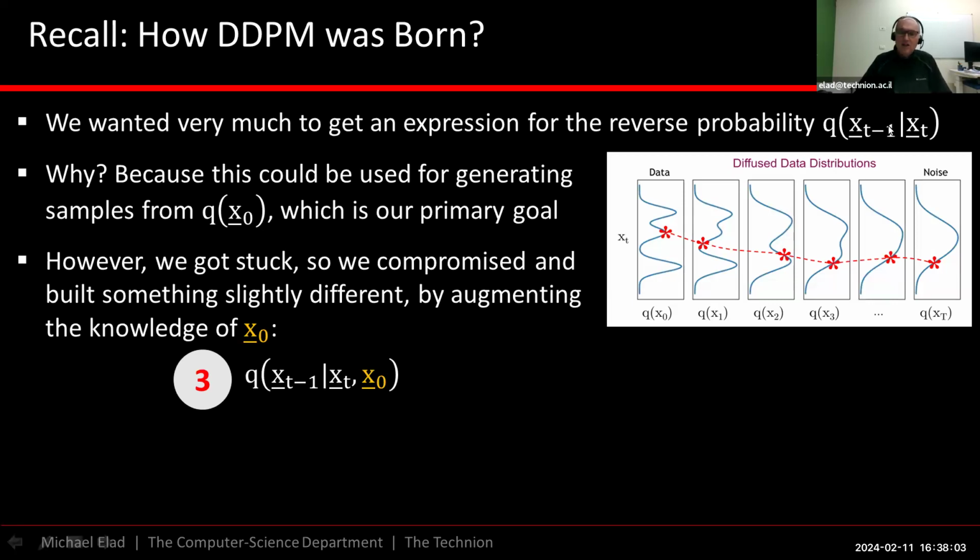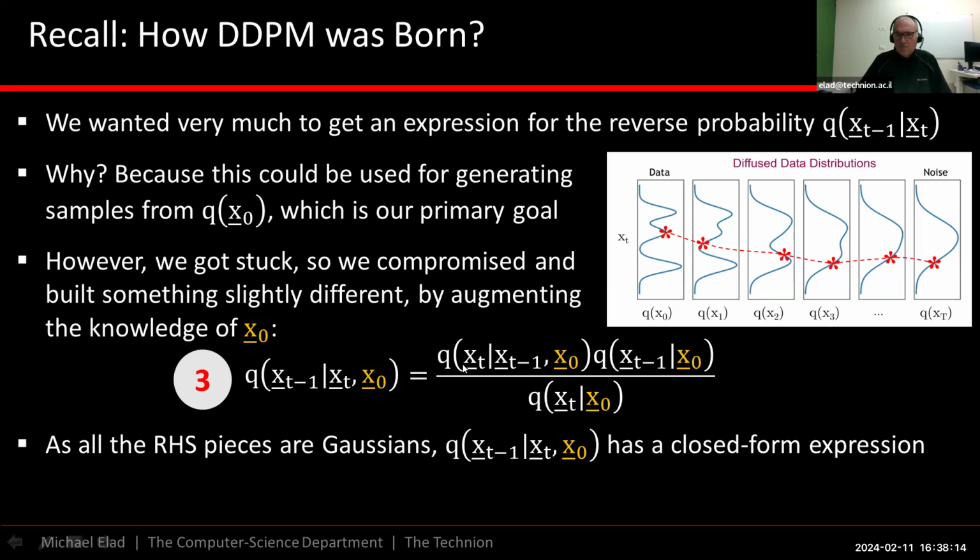So what we did instead is to come up with a strange extension where we assume that x0 is known. So this was the third step. Assume x0 is known. And now just use Bayes, and we have done it. Use Bayes. The reverse is the forward with proper multiplication and division. Simple Bayes. And then we realized that all the ingredients here are Gaussians. This is Gaussian. We have just seen it before. This is the Gaussian that jumps from x0 to xt minus 1. This is a Gaussian that jumps from x0 to xt. This is also a Gaussian.